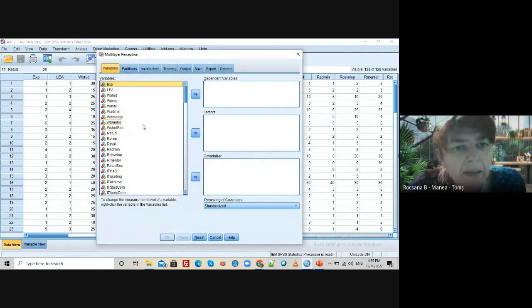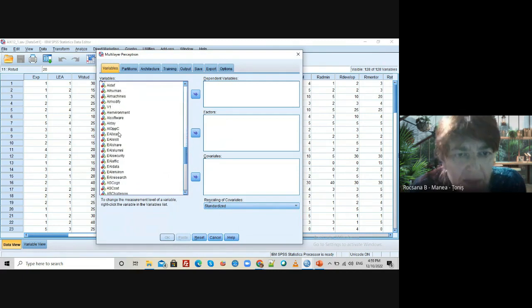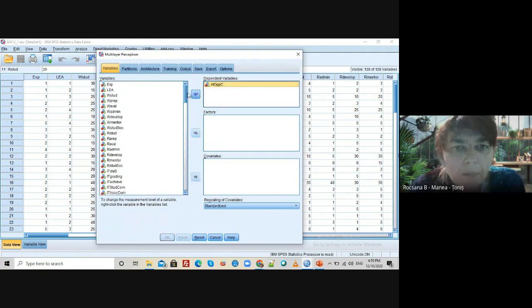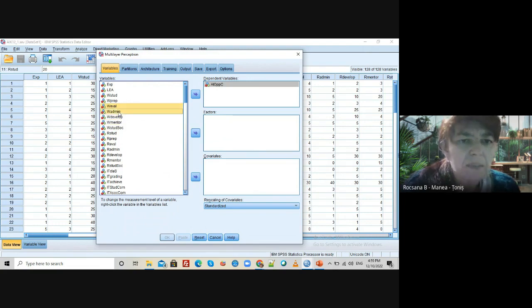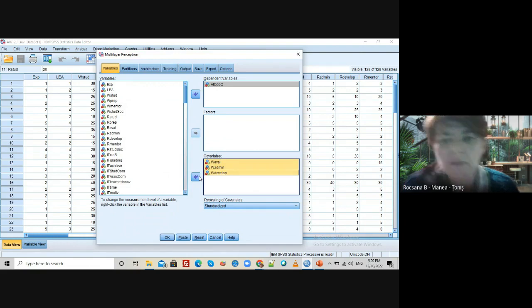Let's analyze if the opportunities brought by artificial intelligence can be predicted by the opinion of teachers regarding evaluation, let's say administration and development of the classes and activities in online environment.